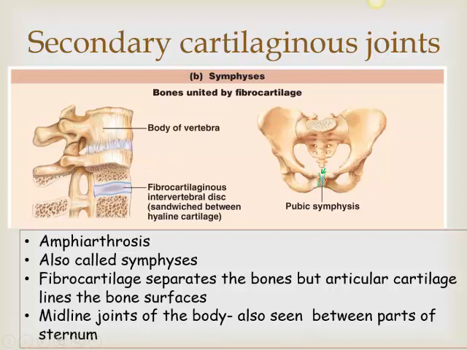At the pubic symphysis, this movement is possible, especially during childbirth. When a woman gets pregnant, she releases a hormone called relaxin, which makes all the ligaments a little relaxed, and during childbirth there is a slight degree of separation between the pubic symphysis, just allowing the birth canal to get a bit larger. So slight movement is allowed at secondary cartilaginous joints. That's why we call them amphiarthrosis.